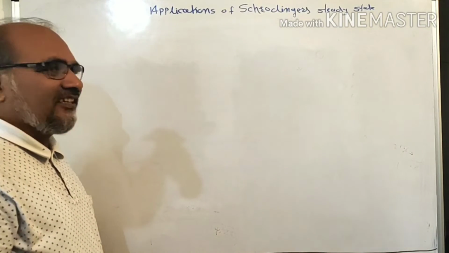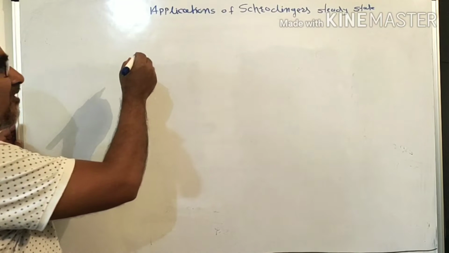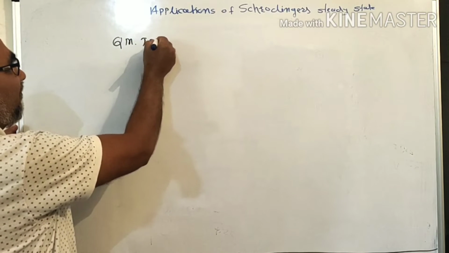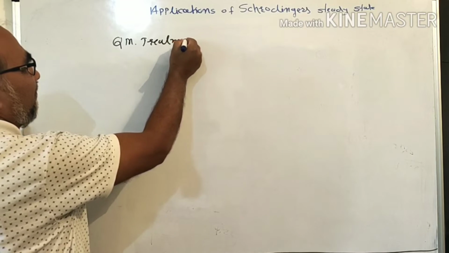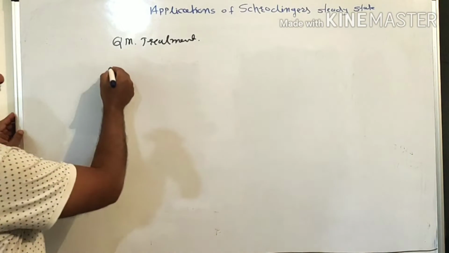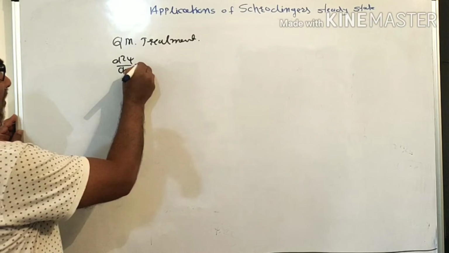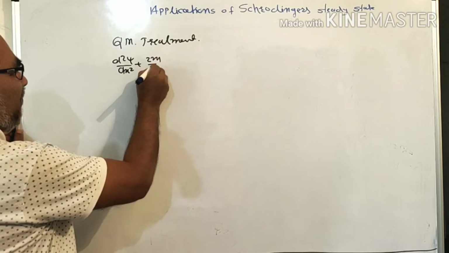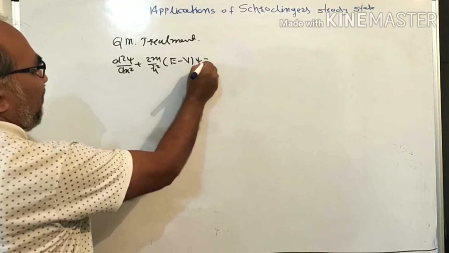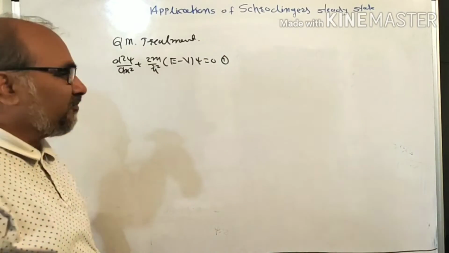Now see the quantum mechanical treatment for the one-dimensional harmonic oscillator. So this is a QM treatment. We know Schrodinger's equation: d²ψ/dx² + (2m/ħ²)(E − V)ψ = 0 is the general Schrodinger's equation.